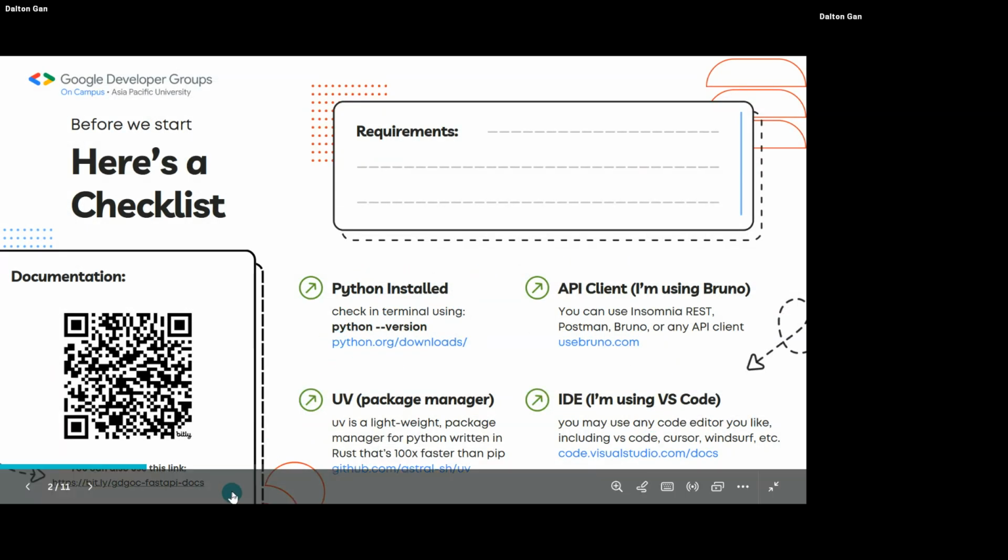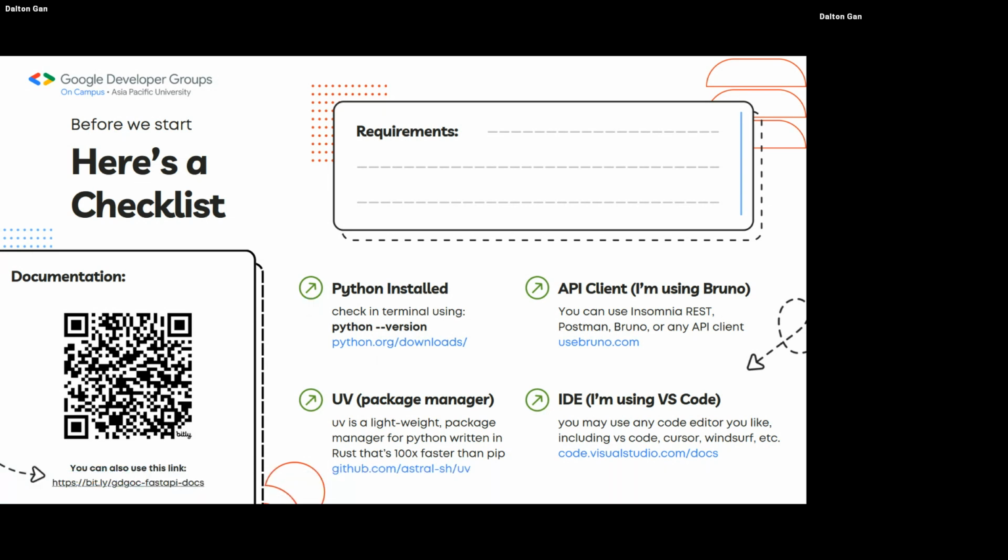Okay? And please scan this QR code or go to this link for the API documentation for this workshop. There you will find the code as well as the explanation for all the content in the workshop. So I'll give you like 5 minutes to download these things.